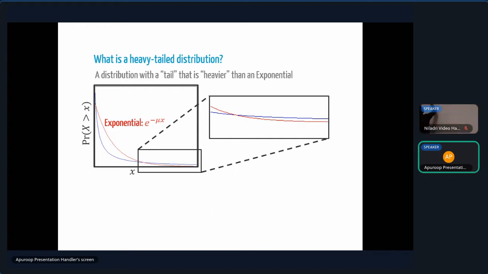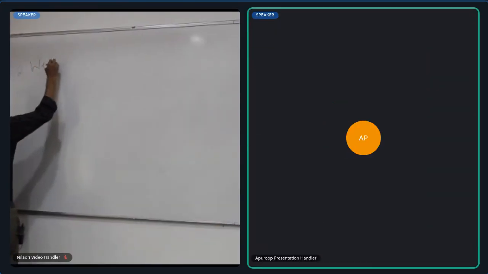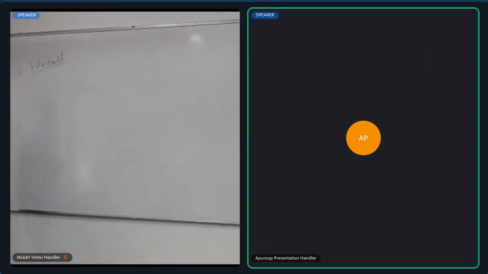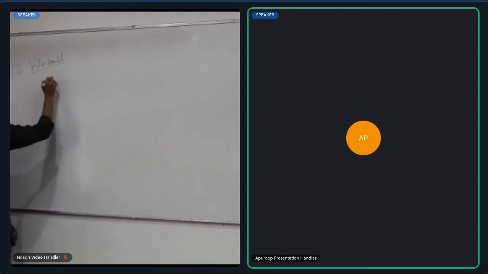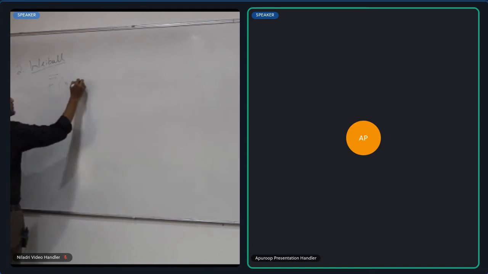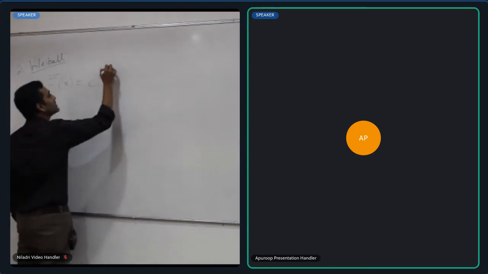The other, perhaps celebrated, example of a heavy-tailed distribution is the Weibull. So the second example I have is the Weibull. Again, I'm going to define this via the CCDF. In this case, the Weibull distribution is defined by a CCDF of the form e raised to minus.